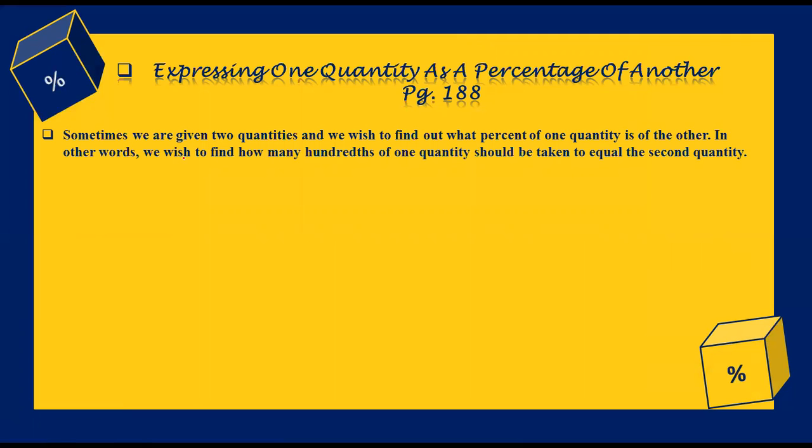So in other words, we wish to find how many 100 of one quantity should be taken to equal the second quantity. मतलब कि एक quantity को दूसरी quantity के हम कितना percent या कितना 100 इक्वल कर सकते हैं कि फर्स्ट क्वांटिटी दूसरी क्वांटिटी के इक्वल हो जाए. मतलब कितने 100 पार्ट्स हैं फर्स्ट क्वांटिटी में जो मिलाए जाएं तो वो सेकंड क्वांटिटी के इक्वल हो जाए.